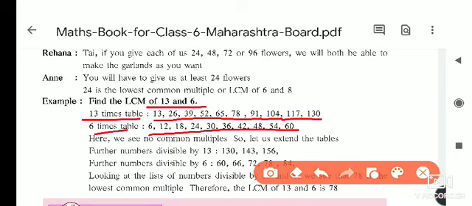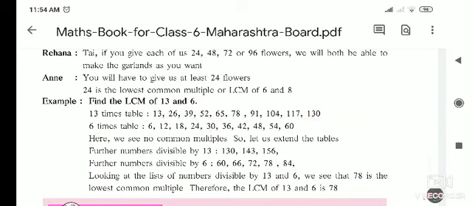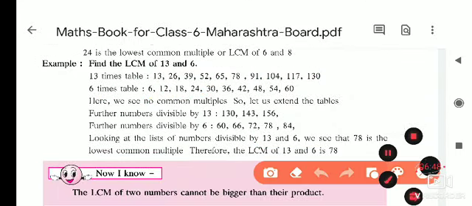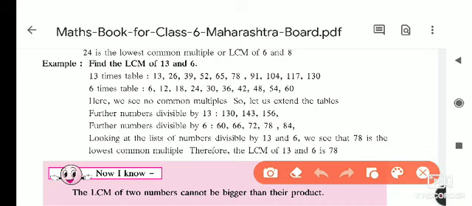Next, as I told you, we have to find the numbers which are common in both of them. If you see here, you will notice that in the whole table we have written, there is no common multiple. There is nothing common in this and that. So if such a situation comes, you have to write the table forward.